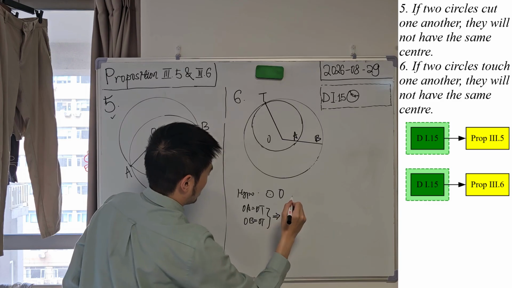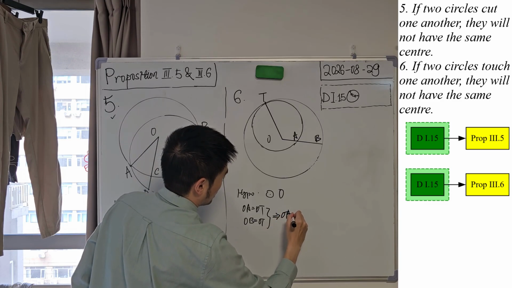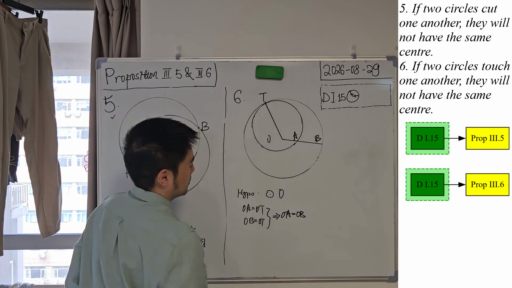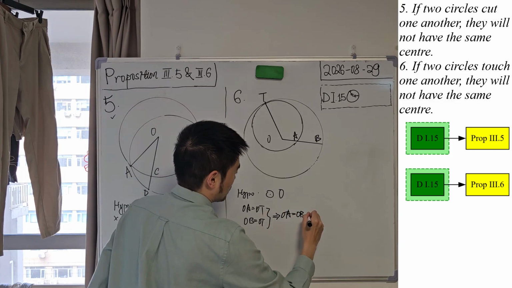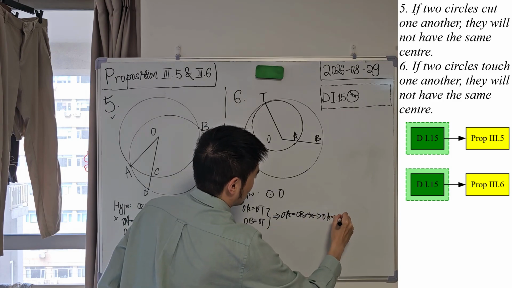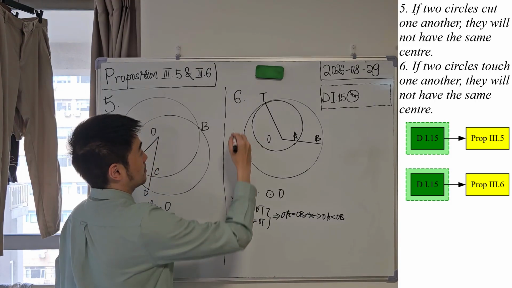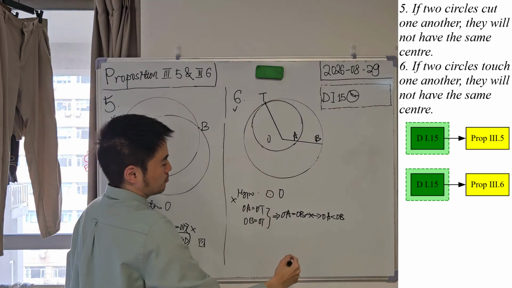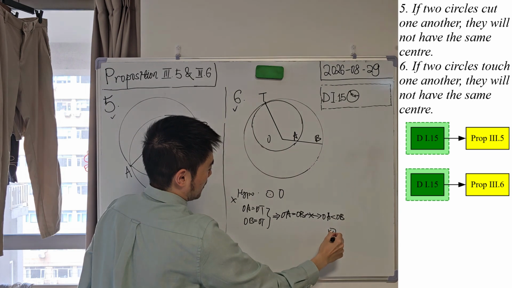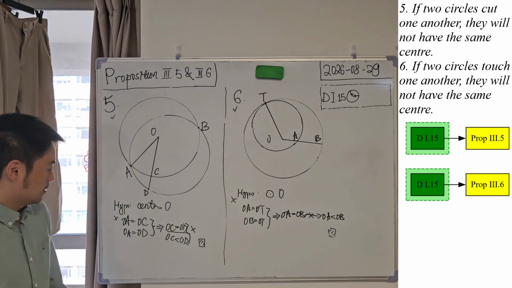So we can derive that OA will be equal to OB, and this is contradictory to OA being less than OB, which means our hypothesis is false and our proposition is true. And that's the end of proposition 6.